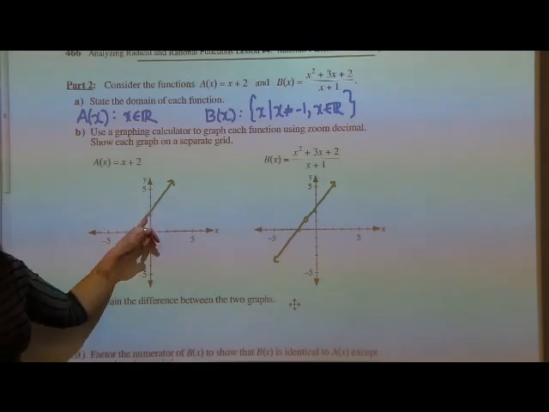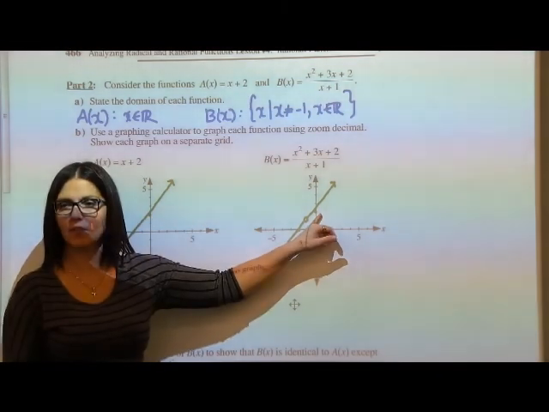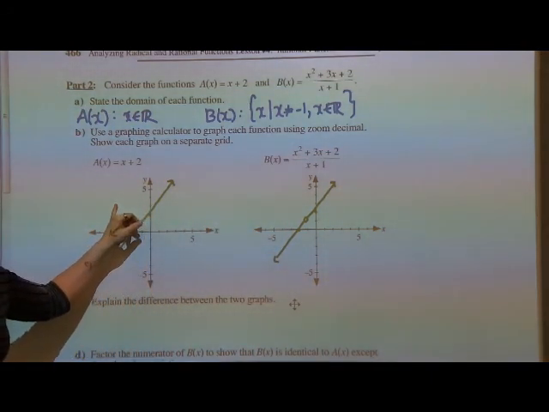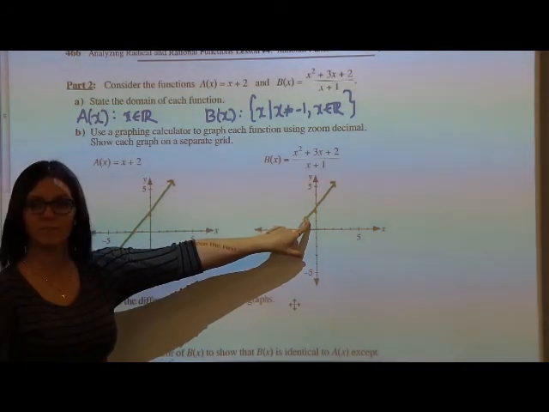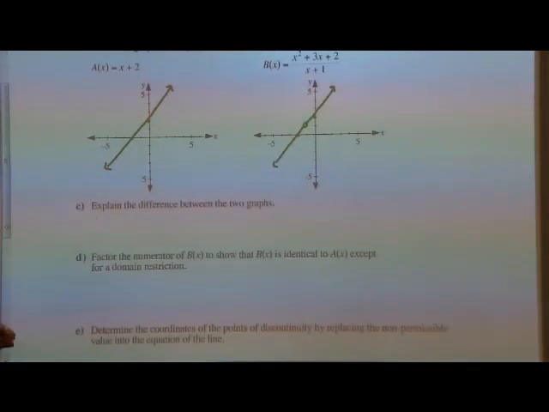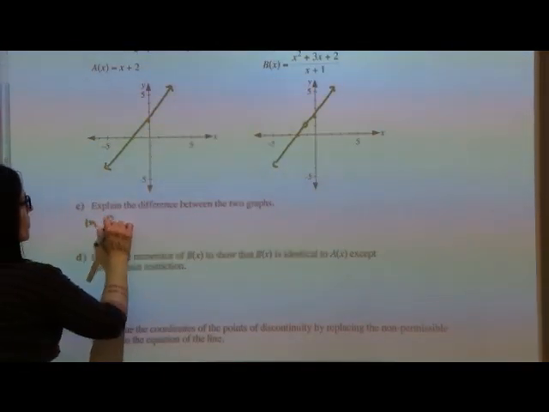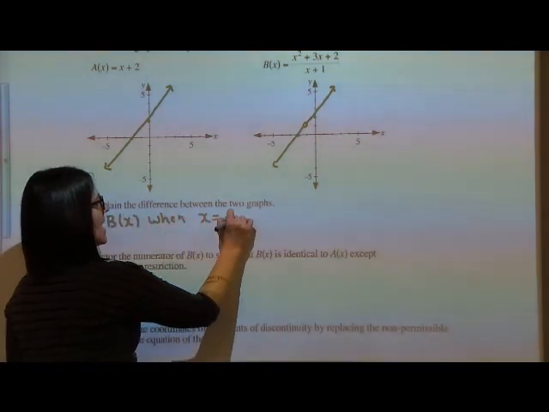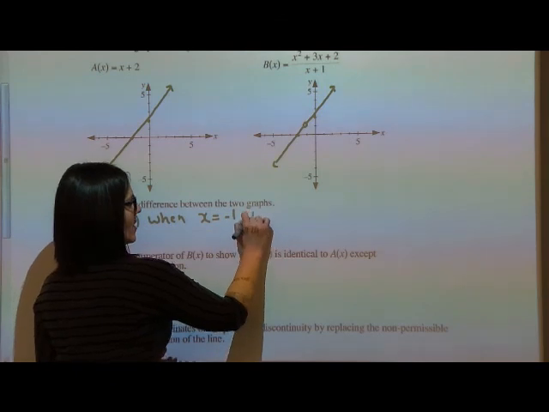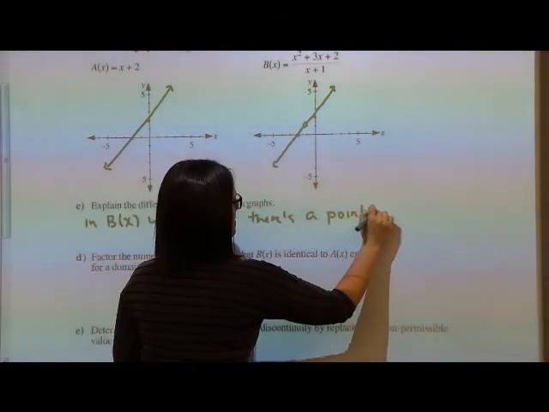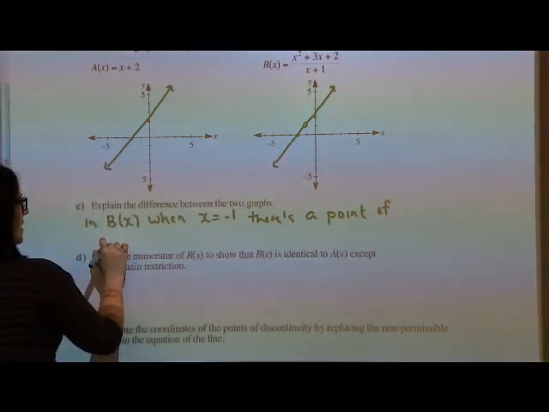If I slid this line over to this graph, would they be the same? What's the difference? One has a restriction. So the difference between the two graphs is in b of x, when x equals -1, there's a point of discontinuity.